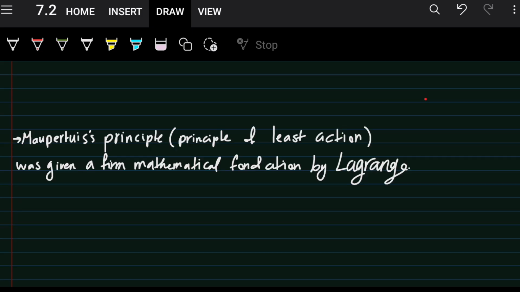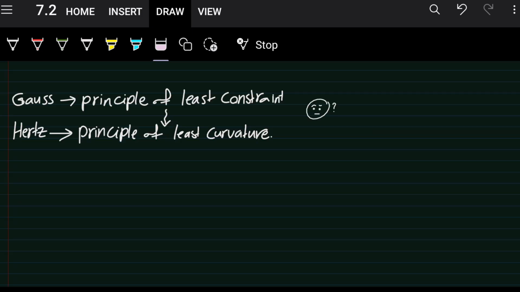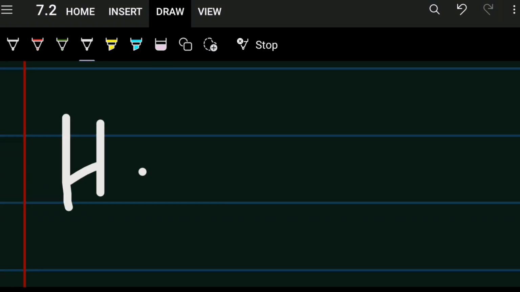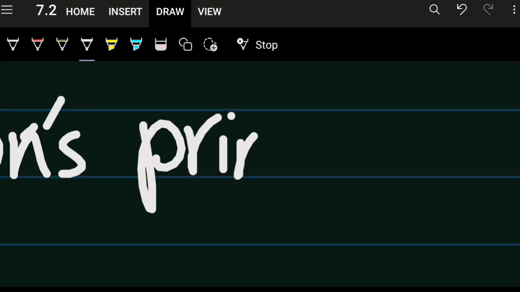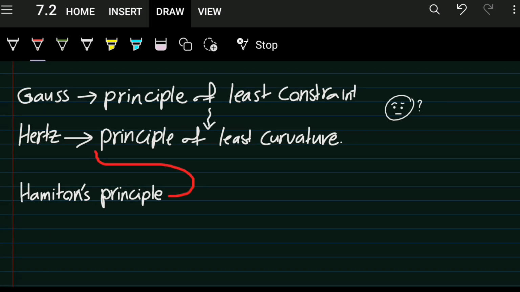Maupertuis's principle of least action was initially based on theological grounds, so it was rather vague. Only later a firm mathematical foundation was given by Lagrange. Later, Gauss developed his principle of least constraint, which was modified by Hertz's principle of least curvature. This is too many principles, right? Well, Hamilton's principle is the general formulation of all these principles.